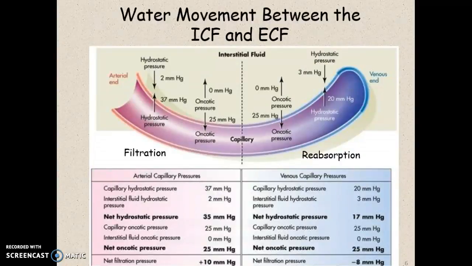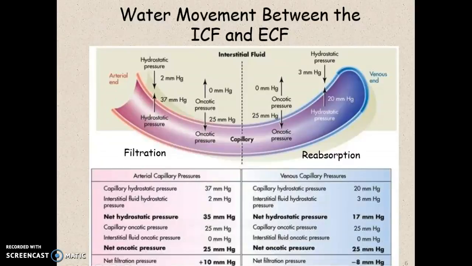Some students like to see the numbers to see how filtration movement of fluid occurs when the different pressures fluctuate. At the arterial end here, there is a positive value, which means fluid moves out. If you keep track of where all these numbers are coming from, you have a net filtration pressure of plus 10.